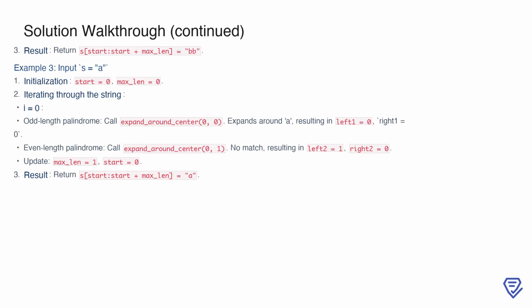The even-length check with expand_around_center(0, 1) finds no match, with left2 equals 1 and right2 equals 0. Here, we update max_len to 1 and start to 0. With only one character in the string, the longest palindrome is simply the character itself. Thus, we return s[start:start + max_len], which is a.